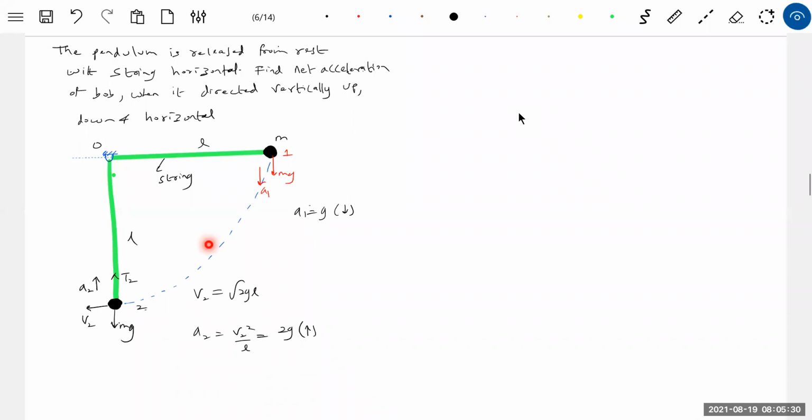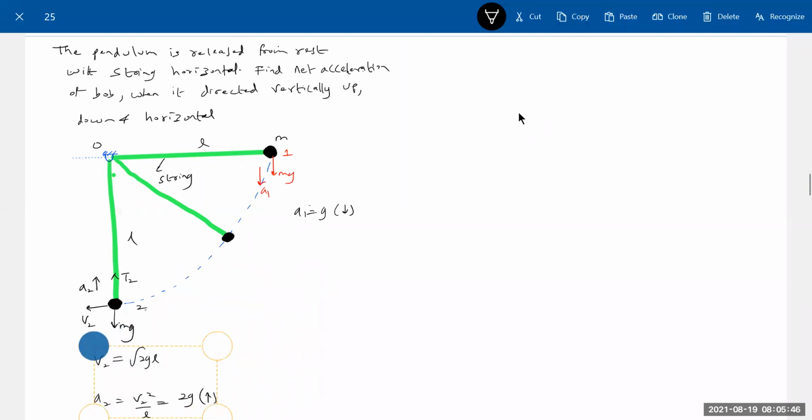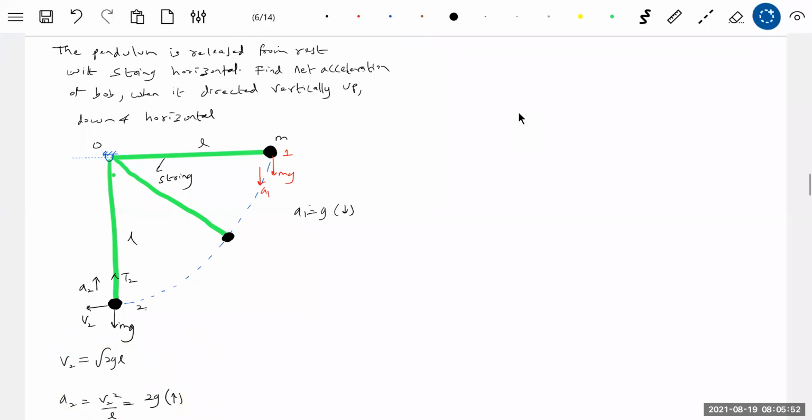We are trying to search. Is it possible or not? We don't know. That is what we are trying to find out here. So let's pick a point. I'll choose somewhere here, and let this be the bob. It will have some velocity v. Let the tension in the string be T. The weight mg will act here. Let the string make an angle theta with the vertical.